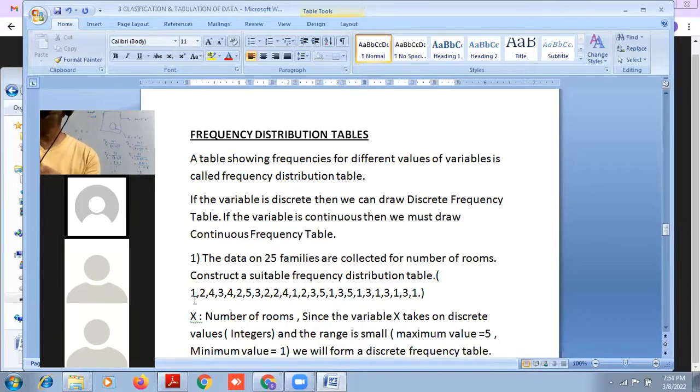And the largest is 5, correct? So the range is very small: 1, 2, 3, 4, 5. So the maximum value is 5.